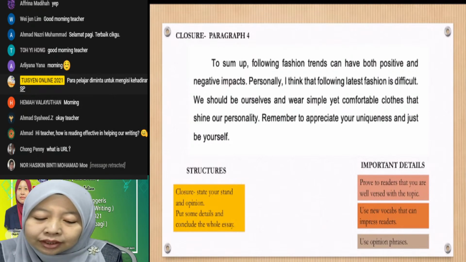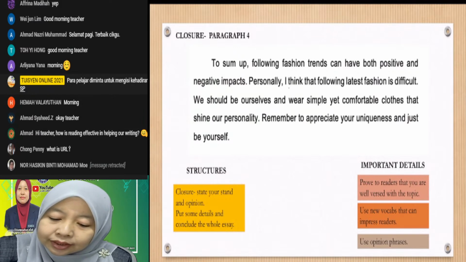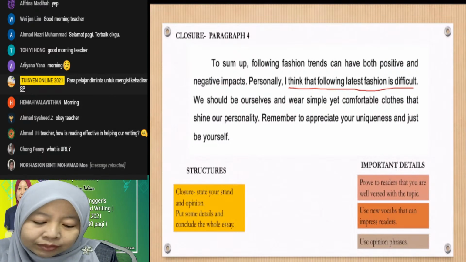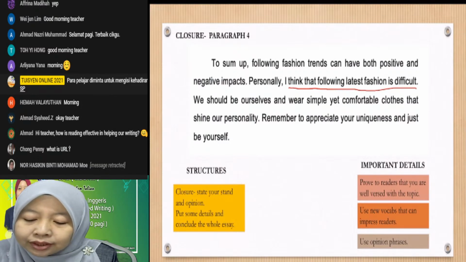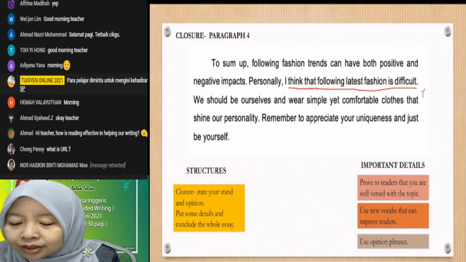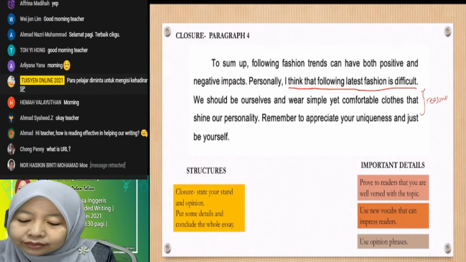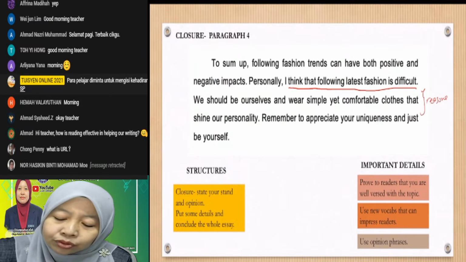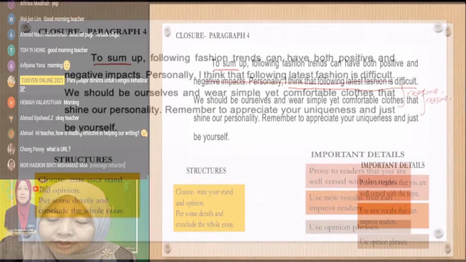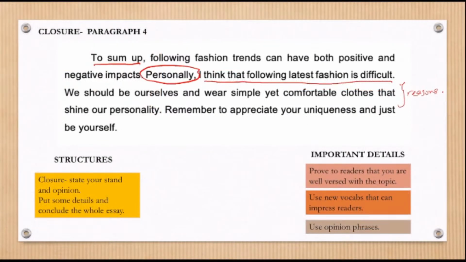Did I state my stand and opinion? Yes. I think that following the latest fashion is difficult. Did I put some details or reasons on why I said that following fashion trends is difficult? Yes. So these are my reasons. Okay, so I also use cohesive devices in my last paragraph. You can see "to sum up," "personally." So we can see 2 cohesive devices in my last paragraph.